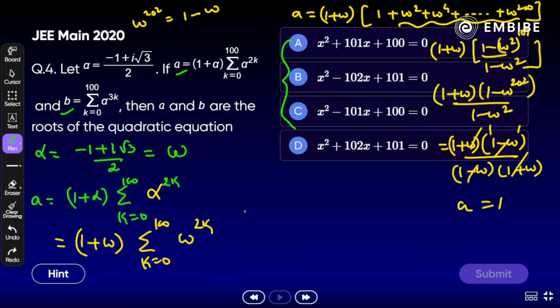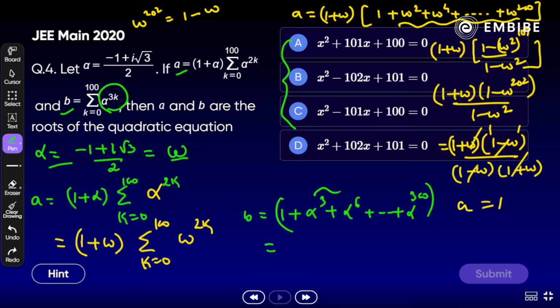Look at the B here. B is nothing but, once we open the summation here, what we get? 1 plus alpha cube plus alpha raised to power 6 and so on up to alpha raised to power 300 here. And where alpha is omega, remember. How many terms are there in total? Any idea? These are 100 plus 1, total 101 terms. The value of alpha cube is 1. So B is 101, and A is 1 here.